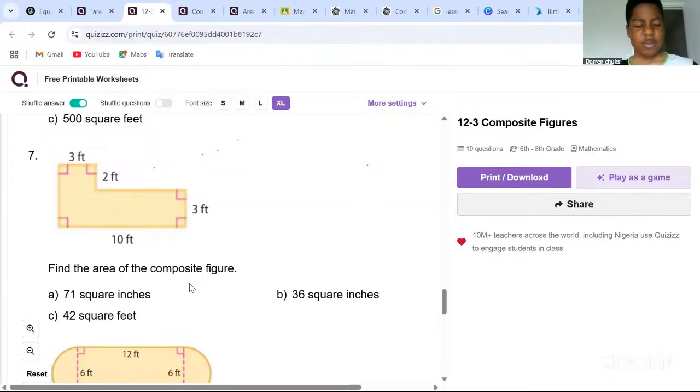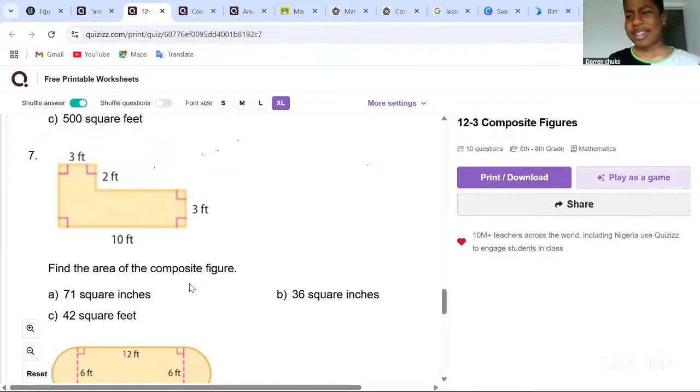I said, have you gotten your answer already? I got it, but I have a feeling it's very wrong. It's very wrong. What was your answer? 42 square feet. Oh, that is not correct. I know.